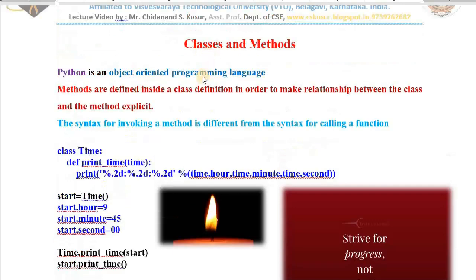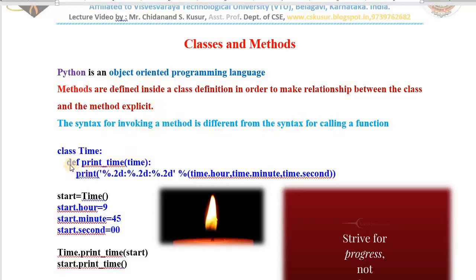In today's class I teach you how to create our own methods for our class. Okay, see here, Python is an object-oriented programming language. Methods are defined inside a class definition in order to make a relationship between the class and the method explicitly. The syntax for invoking a method is different from syntax for calling a function. That means we call method with dot operator.